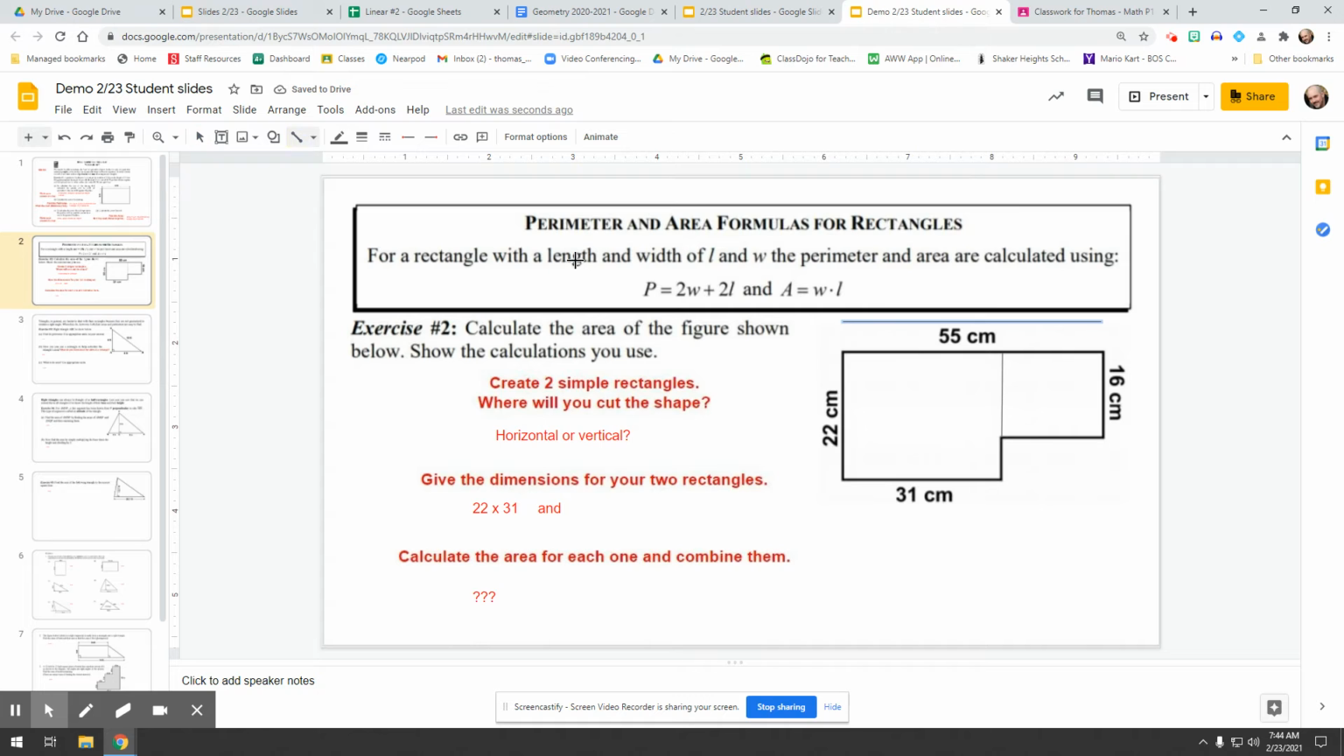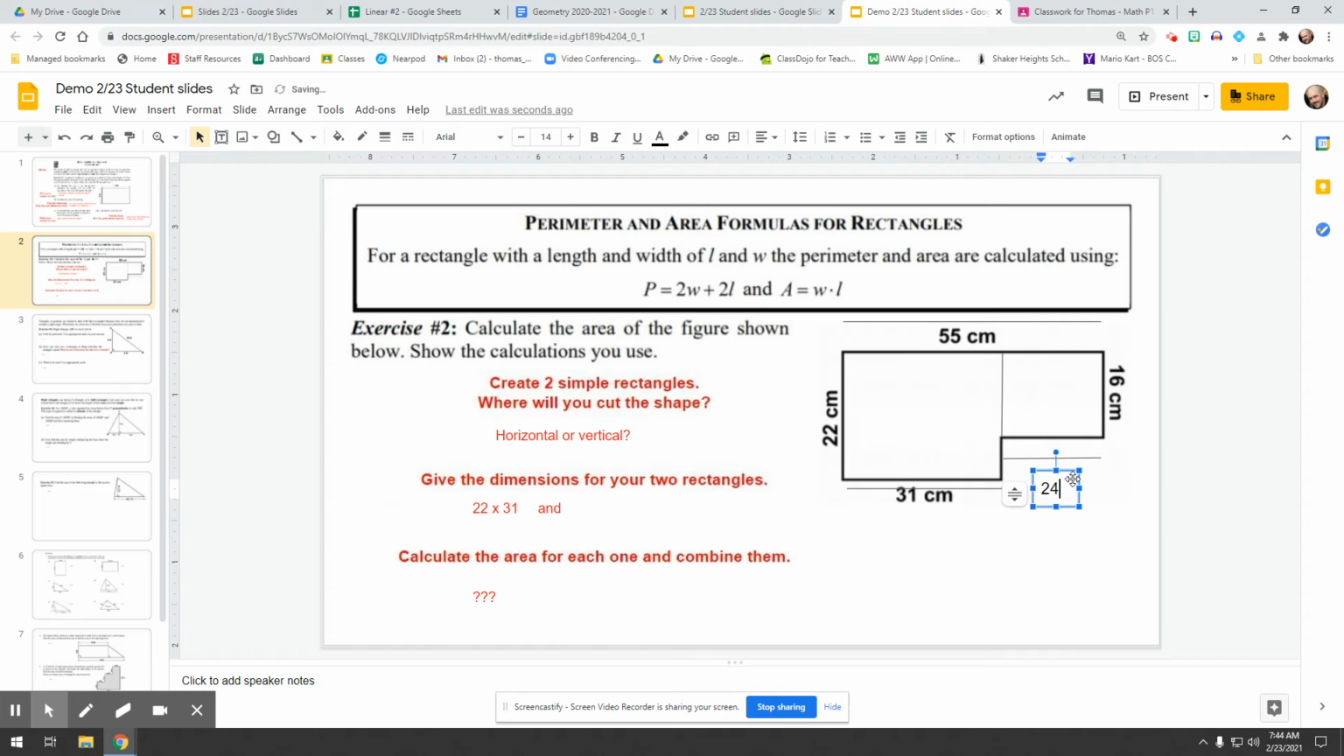And we know that this piece over here is 31. So now we just have to subtract those two numbers to figure out how much is left over. If the total distance across is 55 and the first piece is 31 across, then the remaining distance over here is going to be 24 centimeters. All I did was 55 minus 31 to figure out that remaining distance. So now I can label my dimensions for that smaller rectangle on the right, and I get 16 by 24.